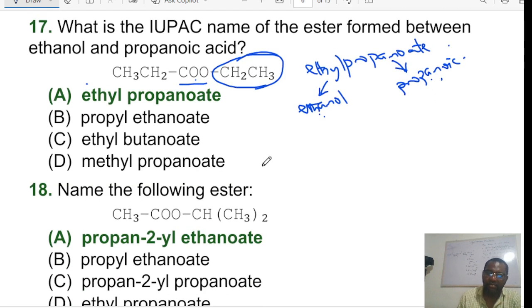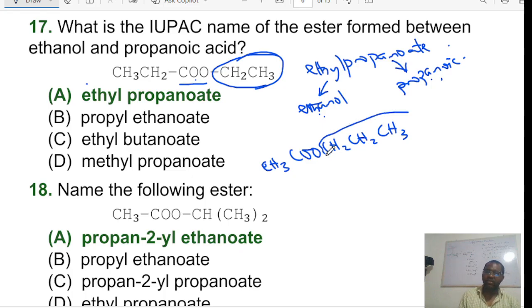Look at another example. Let's say CH3, then COO, CH2, CH2, CH3. I mentioned after the COO you have this 1, 2, 3, that's propyl. So I'm going to say propyl, then this is just 2, 1, 2. So propyl ethanoate.